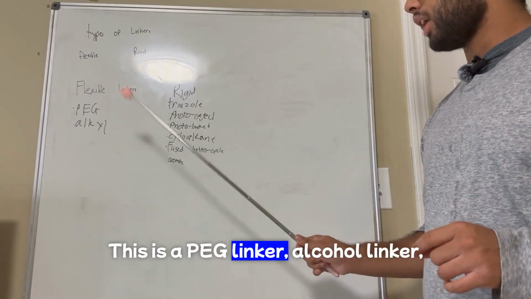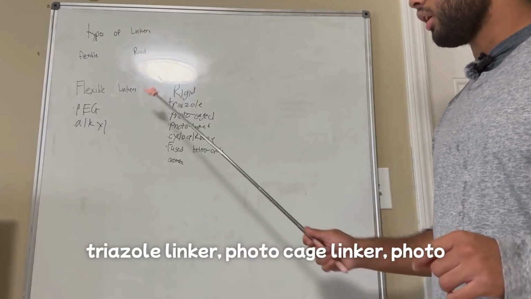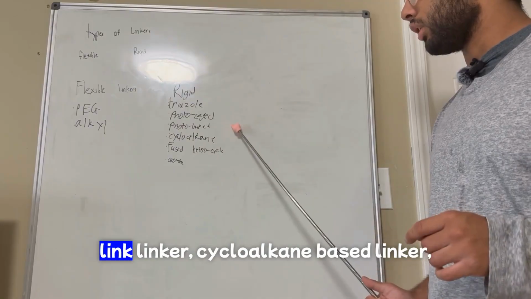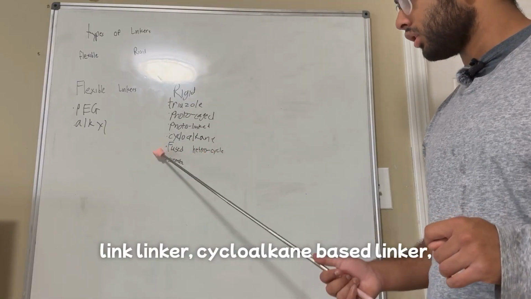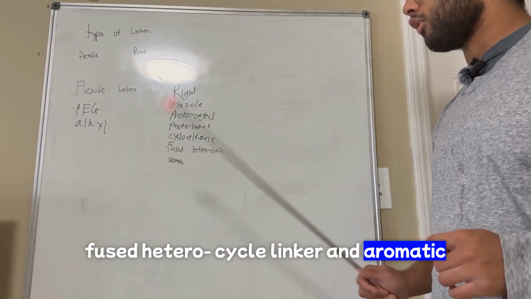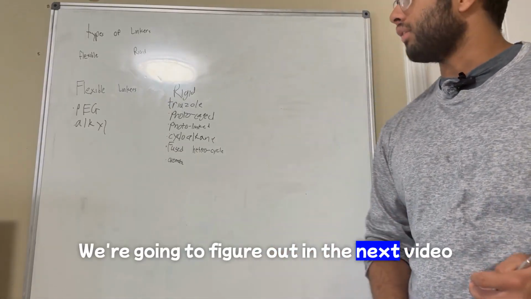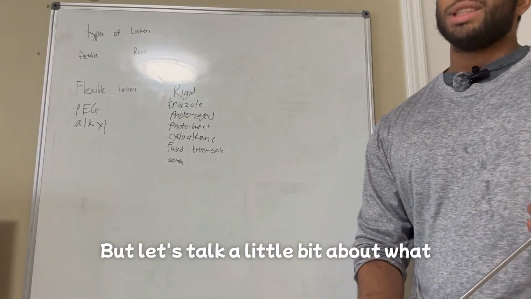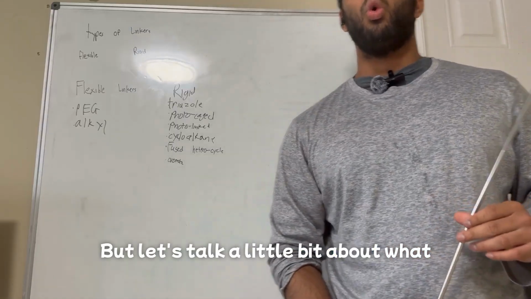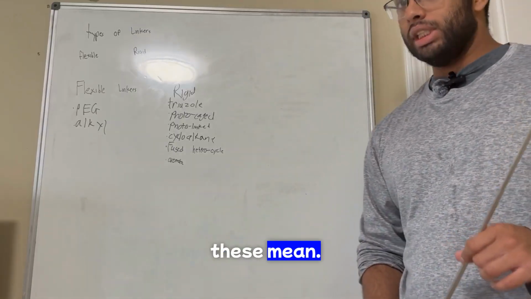This is a PEG linker, alkyl linker, triazole linker, photoswitchable linker, cycloalkane-based linkers, fused heterocycle linkers, and aromatic linkers. Now, what are all these functional groups? We're going to figure that out in the next video together. But let's talk a little bit about what these mean.